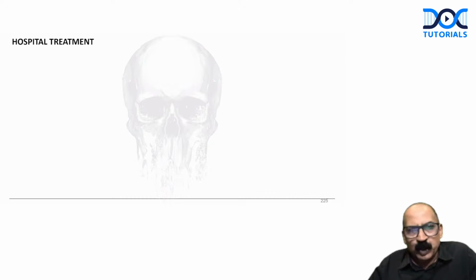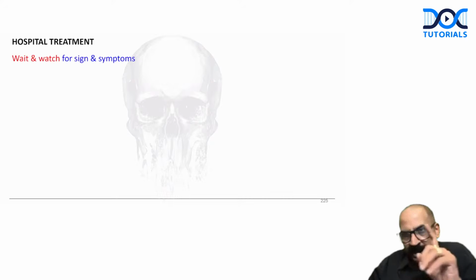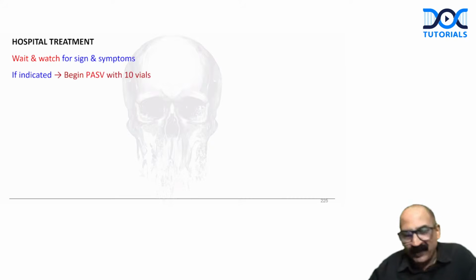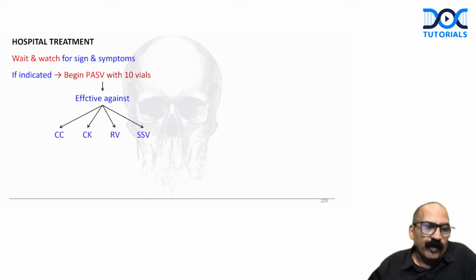Once patient comes to the hospital, first you have to wait and watch for signs and symptoms. If there are symptoms and signs, you have to start with polyvalent anti-snake venom with 10 vials, which is effective against these 4 big snakes. That is common cobra, common krait, Russell's viper, and saw-scale viper.